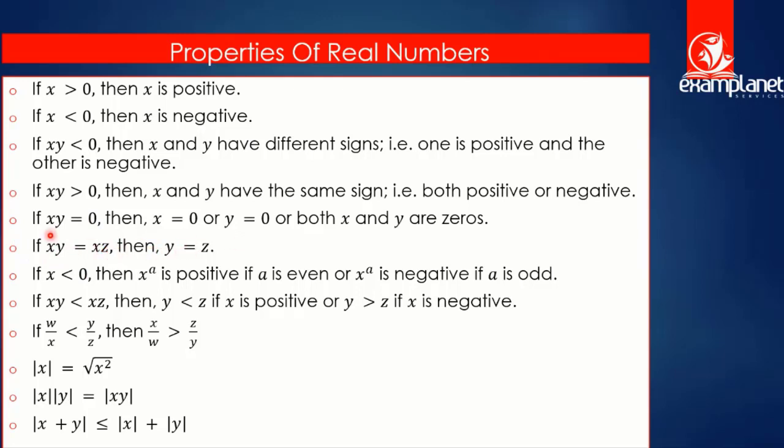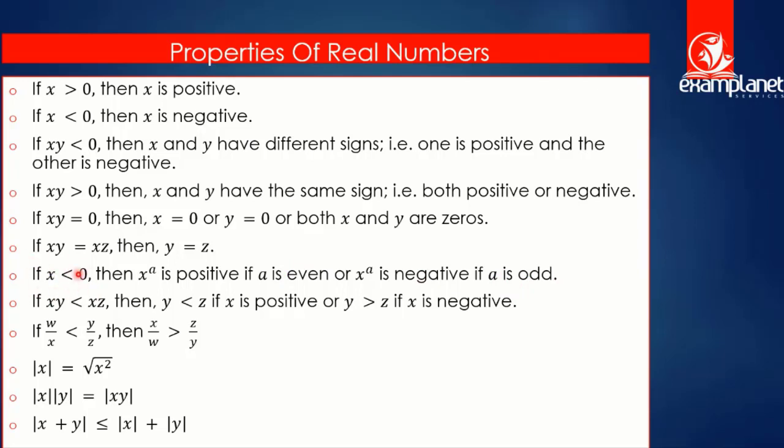Of course, we have x, x. So we can see x is common to both sides. You can divide both sides by x. So x eliminates x, then we can have y is equal to z. If x is less than 0, then x raised to power a is positive if a is even, or x raised to power a is negative if a is odd. Okay, so here we're talking about a negative number.